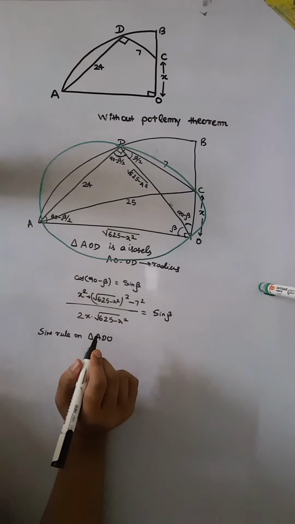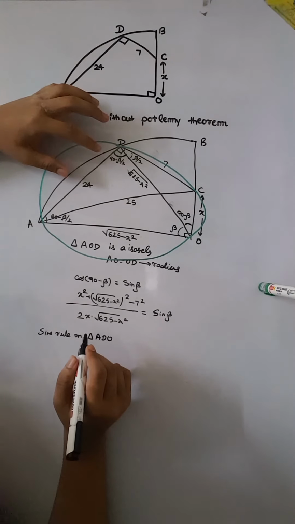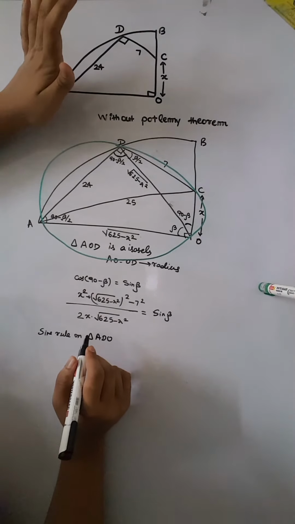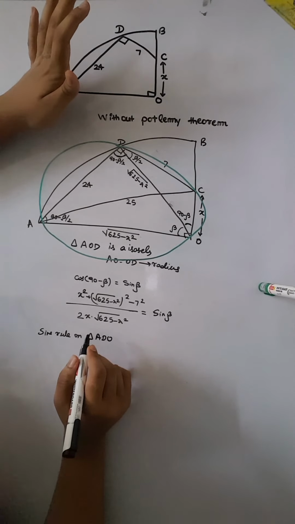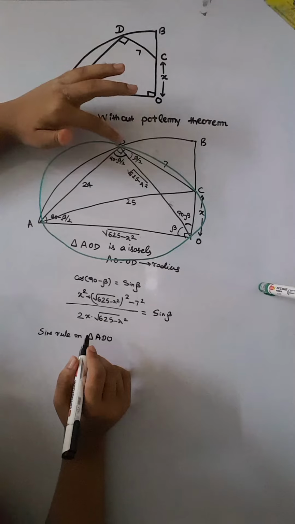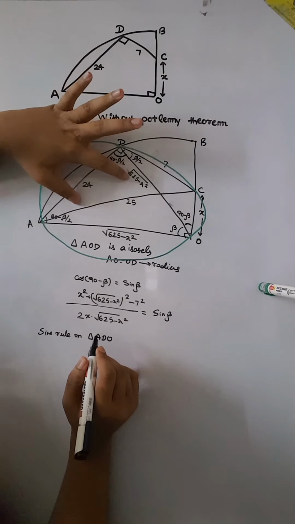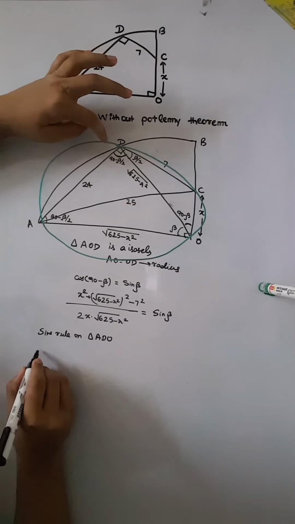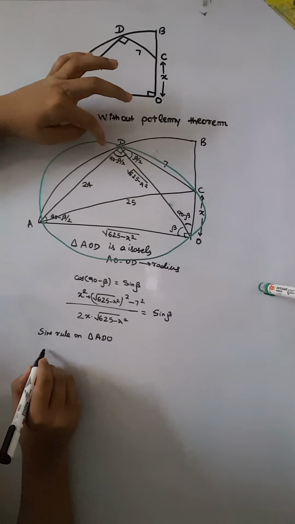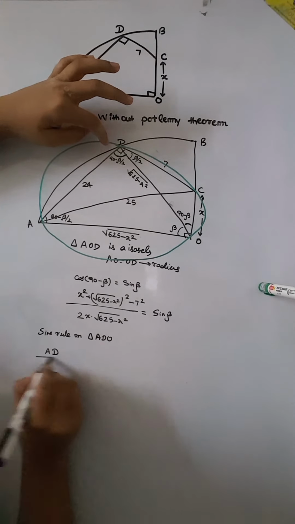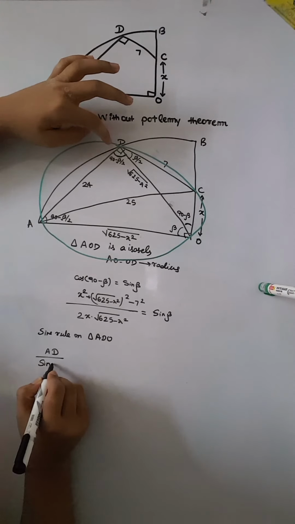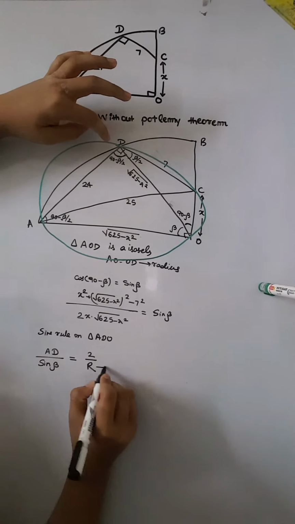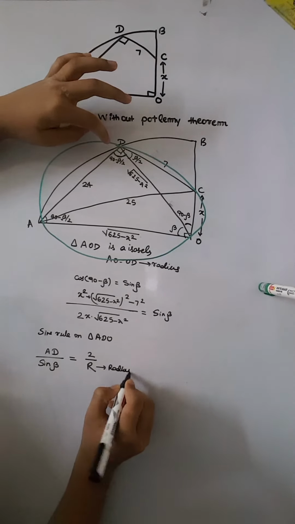Now we can also see that the triangle ADC is also in this figure, but we will not extract anything from it, so there's no point adding it. But here we know that AD divided by sine of beta is equal to 2r, where r is the radius of this circumcircle.